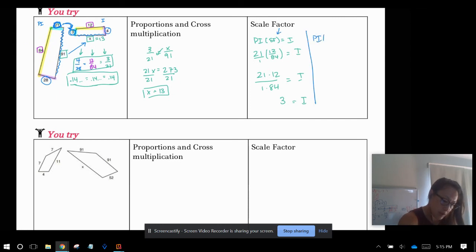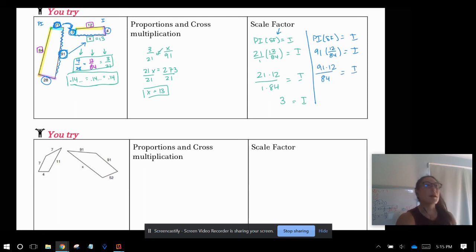So pre-image times the scale factor is equal to the image. So I have 91 was my pre-image length times the scale factor of 12 over 84 is equal to the image length. I get 91 times 12 over 84 is equal to the image. Okay, so I have 91 times 12 over 84. So I get the image length is equal to 13. Matchy, matchy, matchy, matchy. Okay, last one.